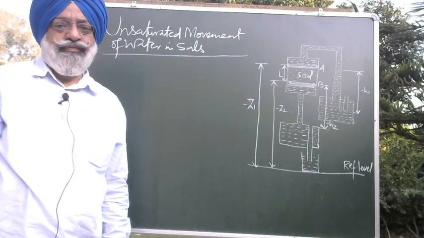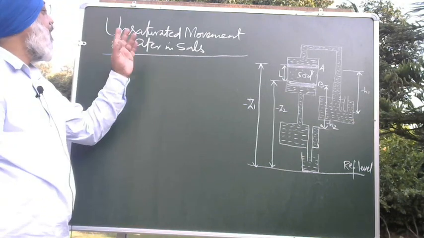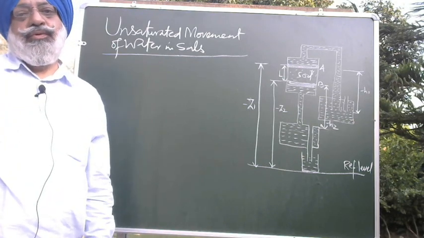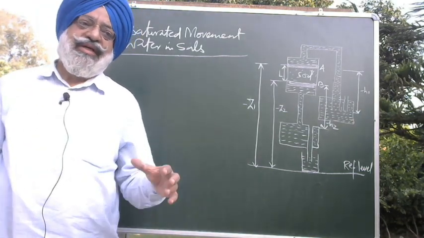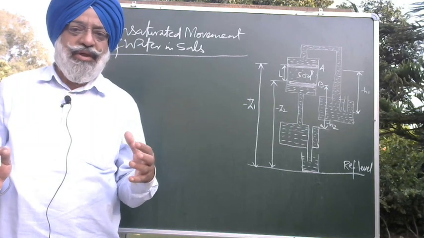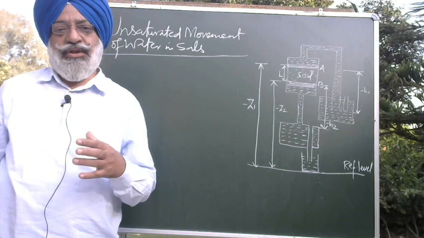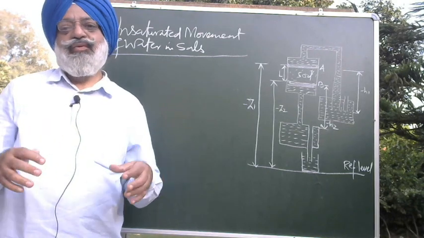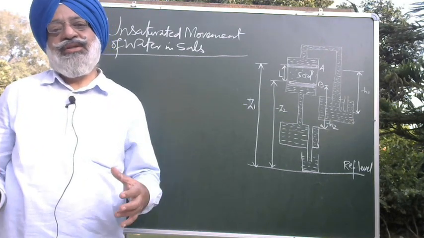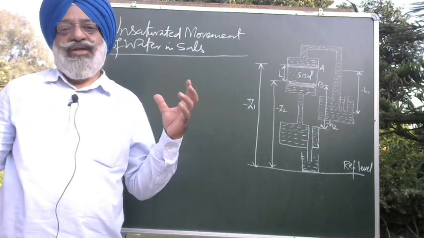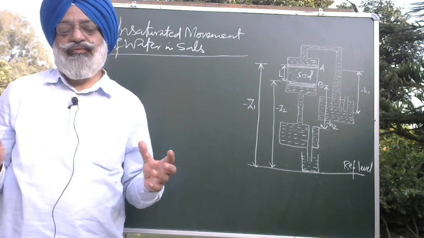Welcome to my classroom. Continuing with our topic on soil water, today we will discuss unsaturated movement of water in soils. As already told in my previous lecture, water can move in the soil either under saturated conditions or unsaturated conditions, or it can move in the form of vapor, what we call vapor flow. So we have basically three types of movements in the soil. One is saturated water movement, another is unsaturated water movement, and third is vapor flow.